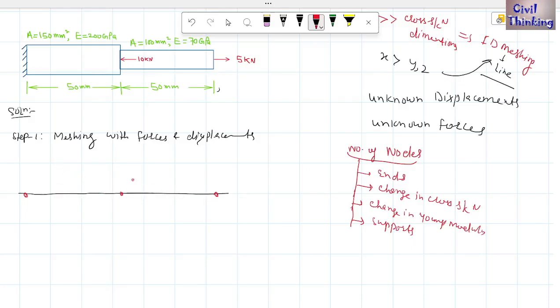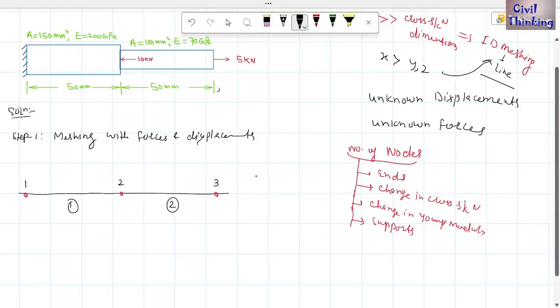This is the meshed body. Then we will draw the forces and displacements. Let me first number the nodes. This is node 1, 2 and 3. How many elements do we have? We have 2 elements: one element is between 1 and 2, and between 2 and 3 we have the second element.